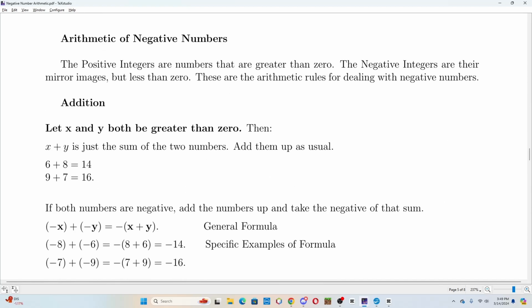The arithmetic of negative numbers. The positive numbers are numbers that are greater than 0. The negative integers are their mirror images, but less than 0. These are the arithmetic rules for dealing with negative numbers.